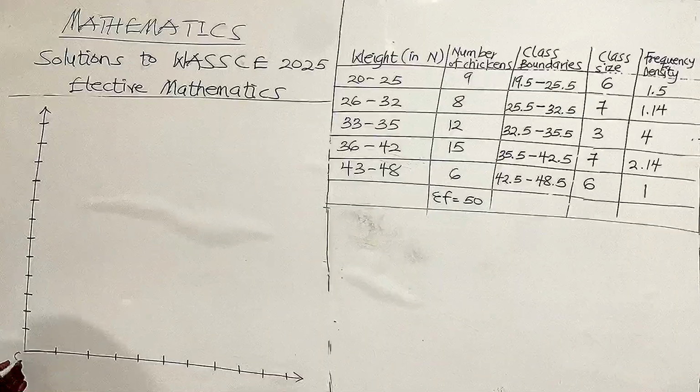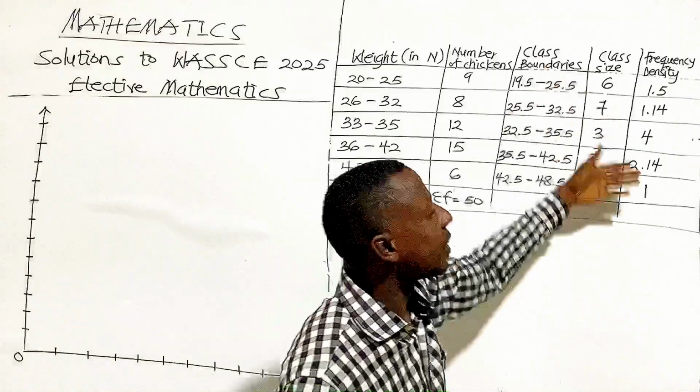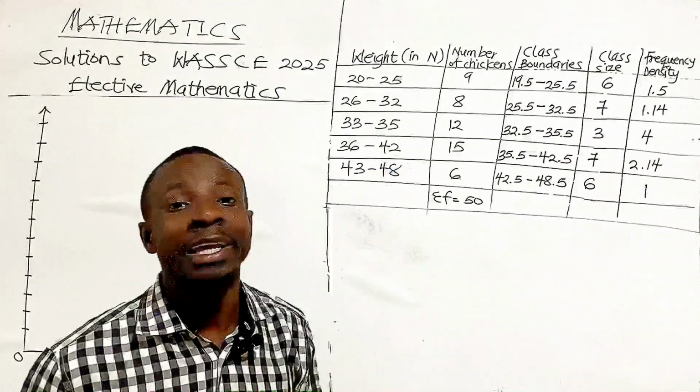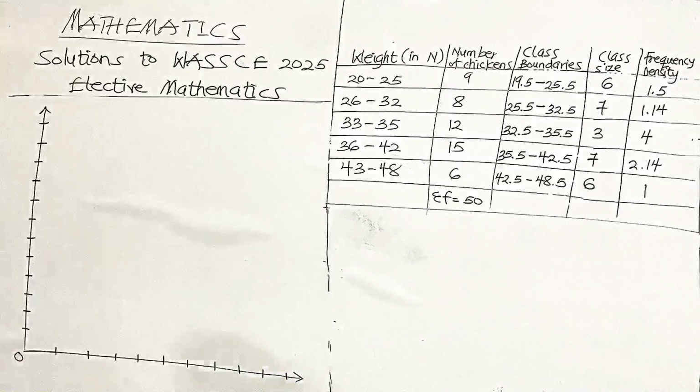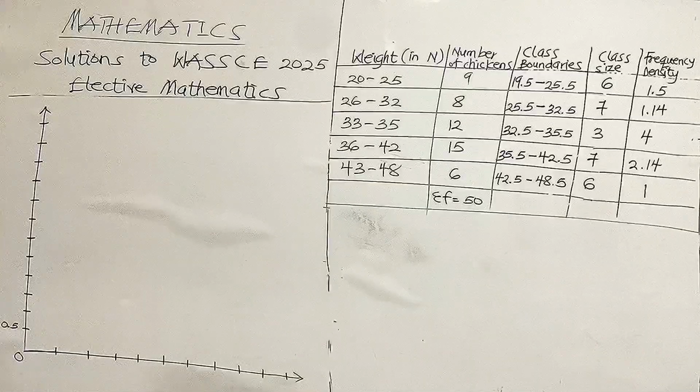So we have 0 from here. Now, here will be the frequency density. And we could see that the highest number we have there is 4. In that case, then I'm going to use 0.5. It's going to be 2 centimeters to 0.5 to be my scale.